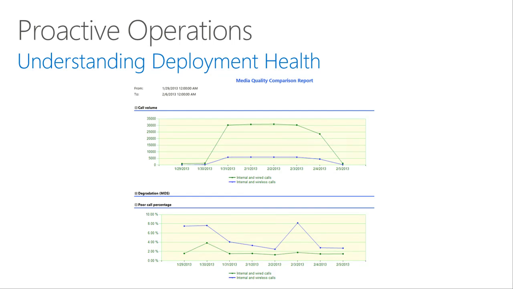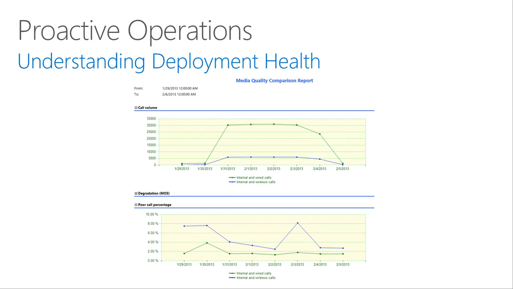And you can kind of see what your call volume was. That's this top chart between internal wired and internal wireless calls versus what your poor call percentage was on those networks. And that will allow you to say, okay, where do I want to make investments in time and resourcing and money to improve my call quality?